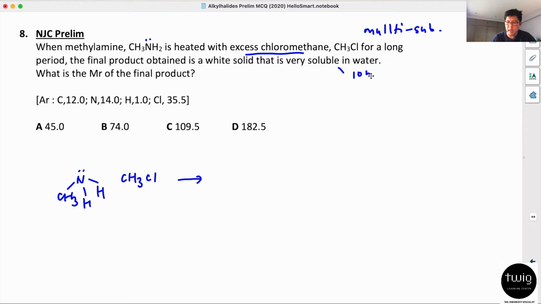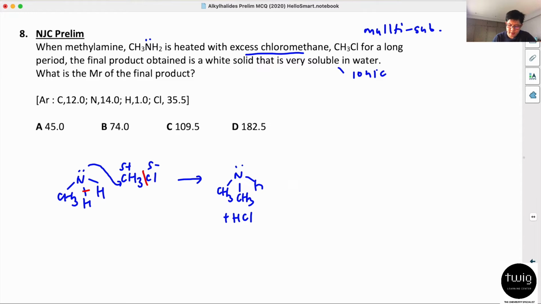This compound is actually ionic. So let's see how it works. Delta minus, delta plus, the lone pair on N attacks the carbon. What happens is the Cl will leave and you have to kick out a H. So this is the next product, plus HCl. Maybe put plus HCl over here.